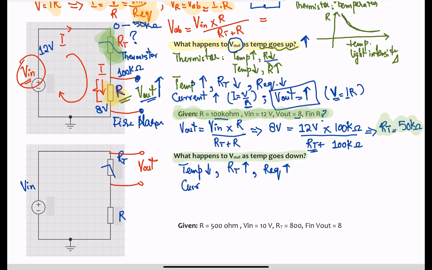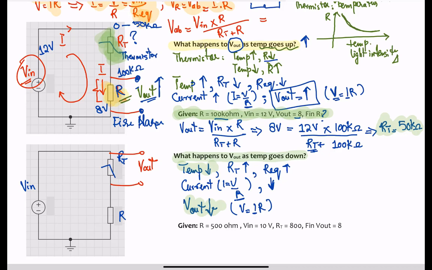What would happen to current? Current, you know, I equals V over R. If this number is big, then current is going to be smaller, right? And what would happen to V out then? V out is going to be smaller because V is a function of I times R. If I is smaller, the voltage is going to be on the lower side. So when temperature goes down, V out also goes down.